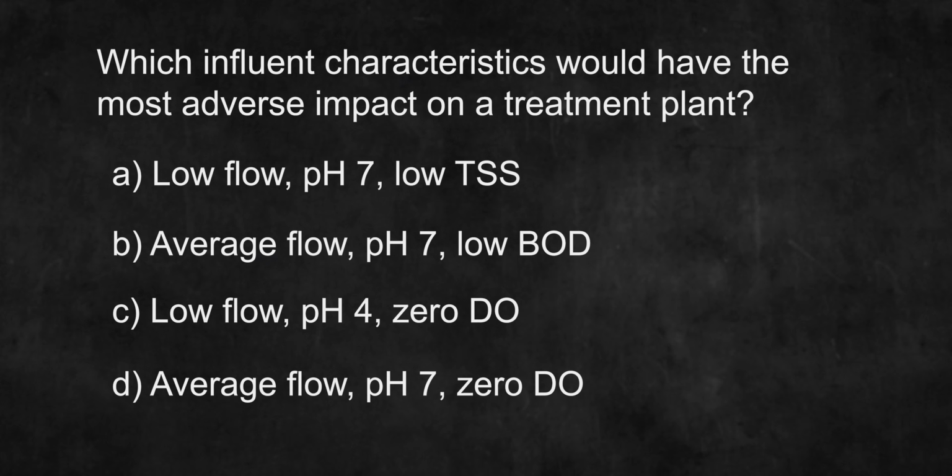Which influent characteristics would have the most adverse impact on a treatment plant? A. Low flow, a pH of 7, low TSS. B. Average flow, pH of 7, low BOD. C. Low flow, pH of 4, 0 DO. D. Average flow, pH of 7, 0 DO.